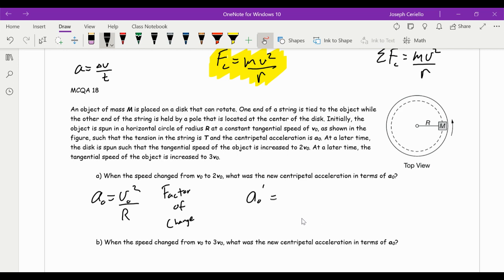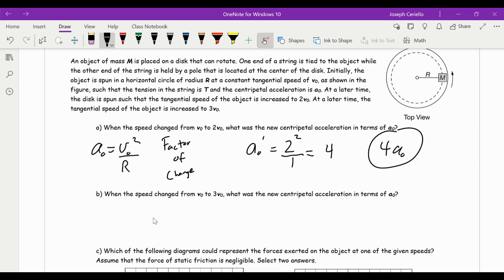So I'm going to replace v naught now with 2, but I'm still squaring it. That's very important. And I replace r with 1 because it's not changing. So I get 4. Now my answer is not 4. My answer is 4 times my original value. So my answer is actually 4 a naught. So by doubling the velocity, I quadrupled my centripetal acceleration, which you can kind of see in this equation because it's v naught squared. Now, again, this is an easy example. It's going to get a little bit more complex as the year goes on.